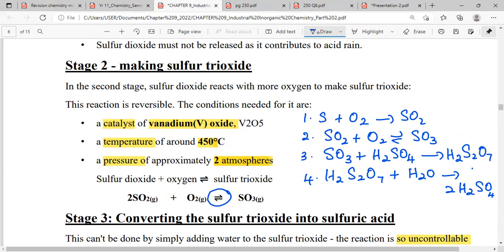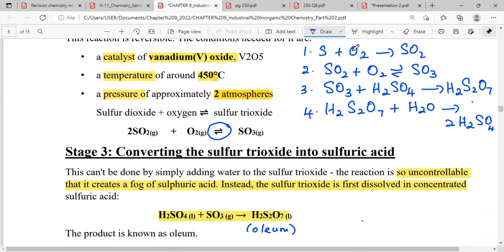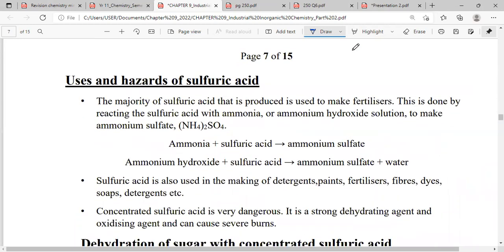So if you study these 4 equations together with the conditions, then you will be able to answer most of the questions for the contact process. Is that clear, students? Any question before we move on? No question. Now let us look at sulfuric acid, just like the other substances, sulfur and sulfur dioxide.